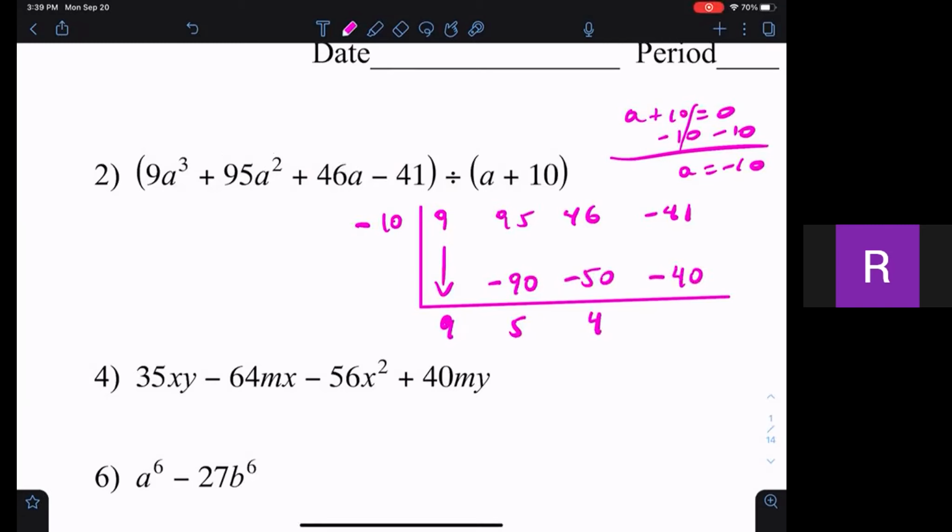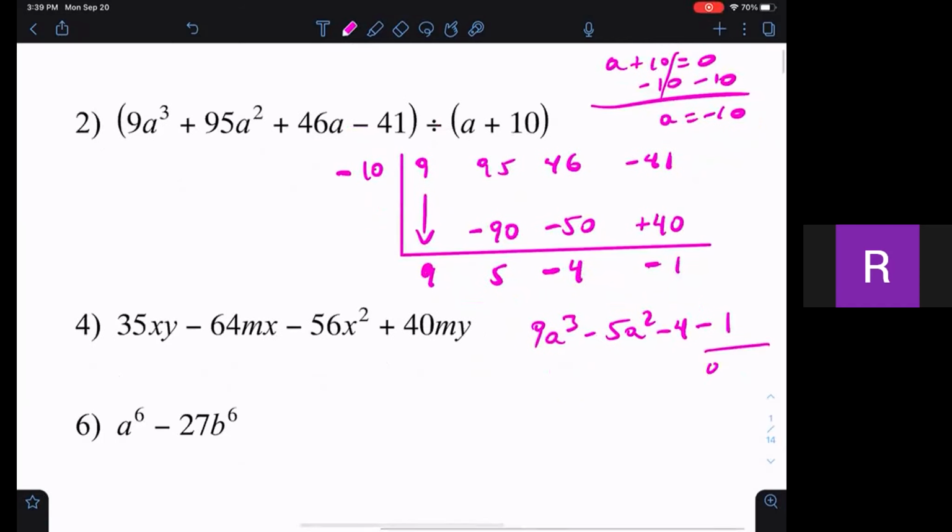Let me double check if I put my signs good. You drop 9, negative 90, 5, negative 50. Here is negative 4. Right? 84. So this is positive 40. So this is going to be negative 1. Therefore, the answer is 9a cubed minus 5a squared minus 4 minus 1 over a plus 10.